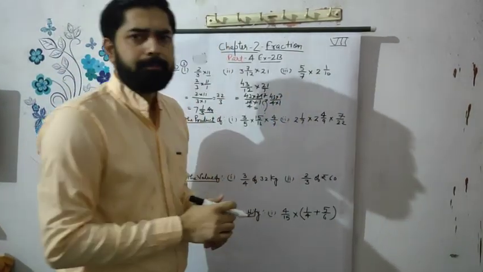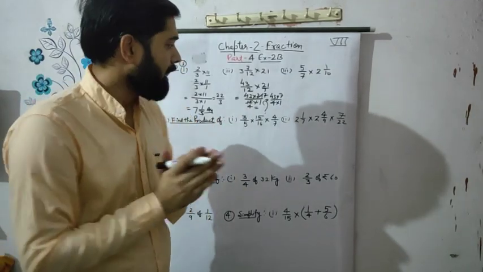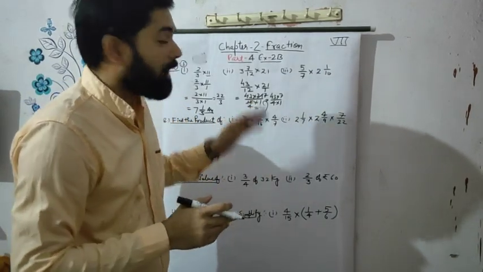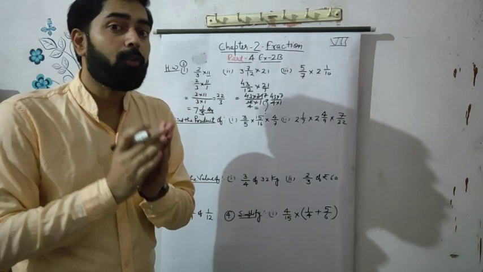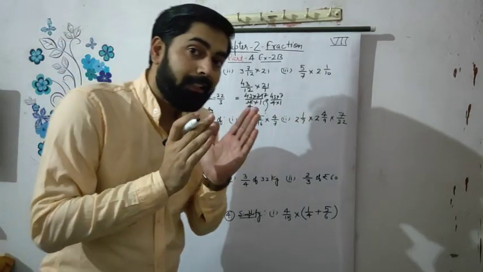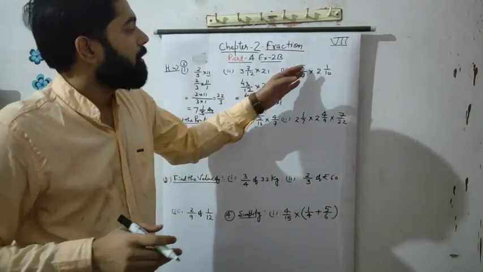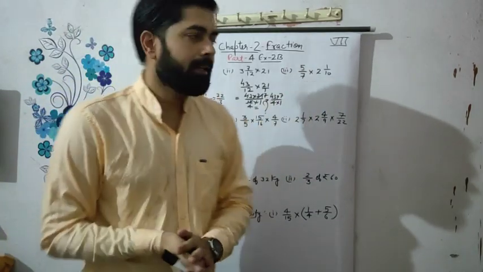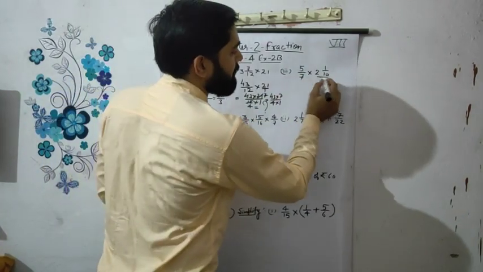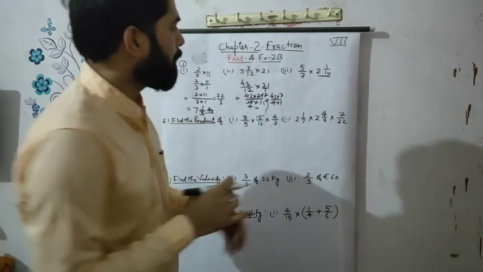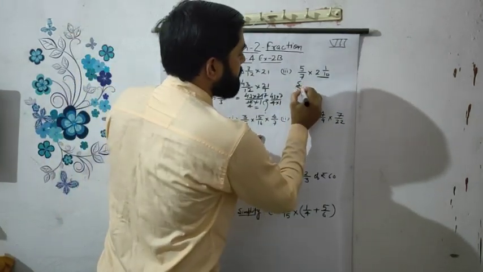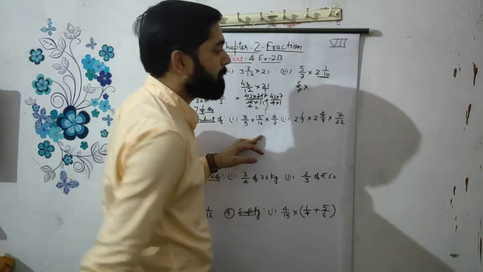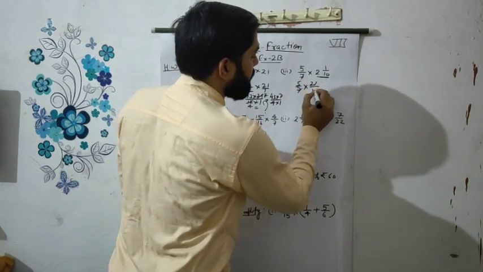The next one is not a full solution, this just gives a hint how to solve these questions. 5 upon 7 multiplied by 2 and 1 upon 10. So this is also a mixed fraction. Firstly we convert it into an improper fraction. So 5 upon 7 multiplied by 10 2s are 20 plus 1, 21 upon 10.